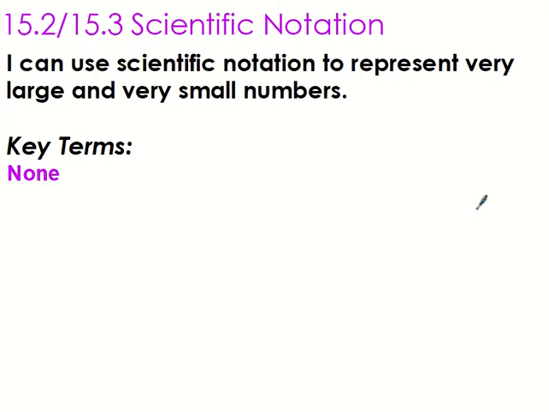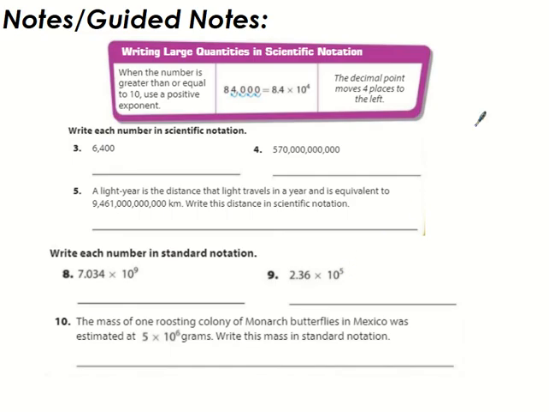15.2, 15.3, scientific notation. I can use scientific notation to represent very large and very small numbers. So these have to do with exponents a little bit, so that's why it's with our exponent rules.